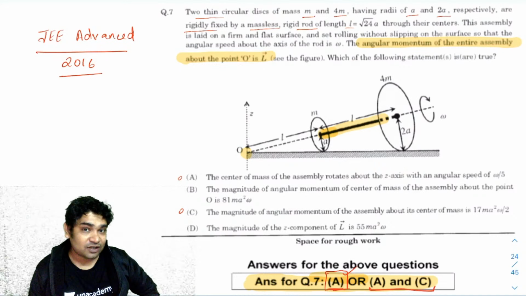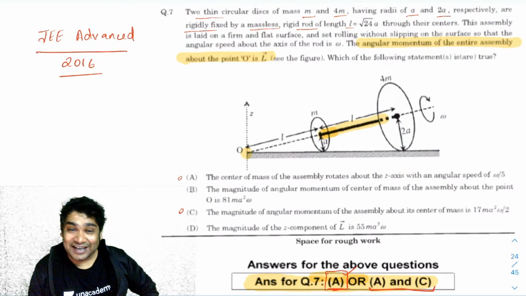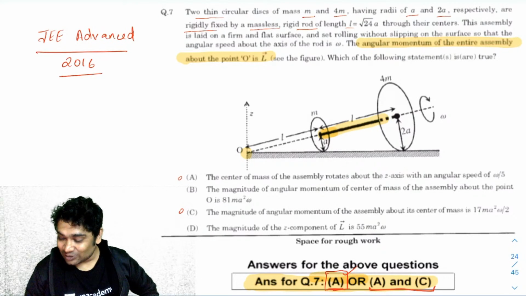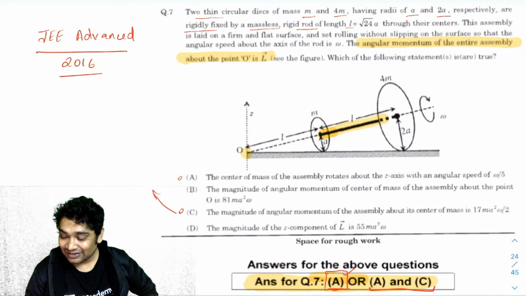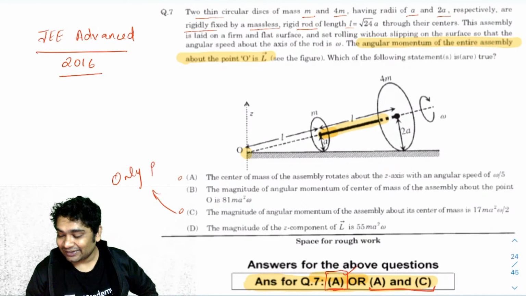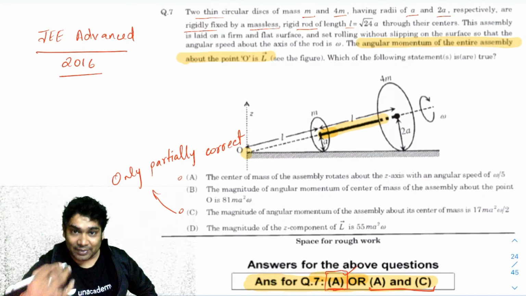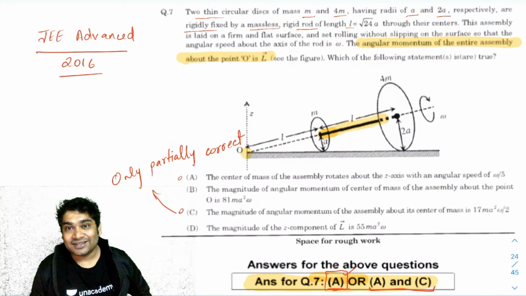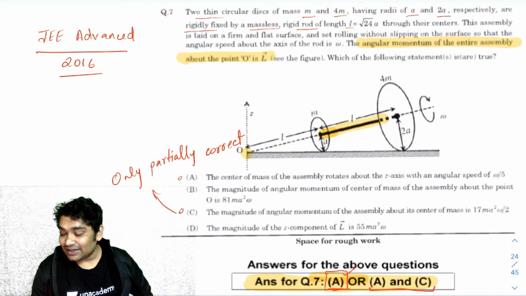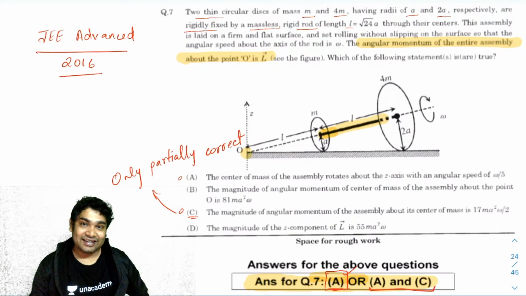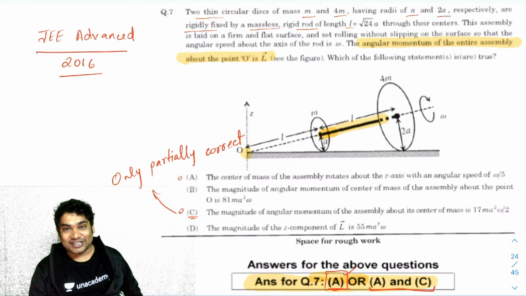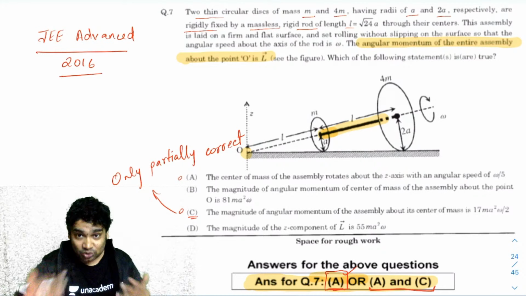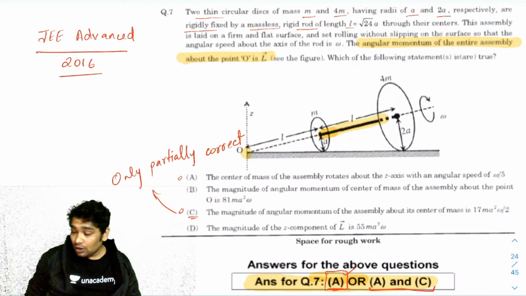Because C is not actually correct. C is not completely correct. C is only partially correct. And that is the trick that TBs has missed, and that a lot of people on YouTube have missed. They did not realize that C is only partially correct. C has another term which they did not pay attention to. So let's talk about this now.